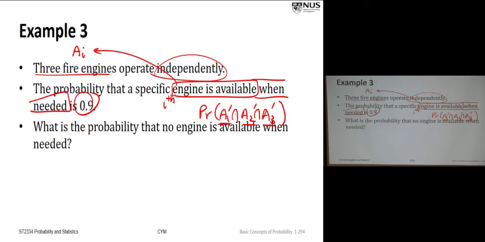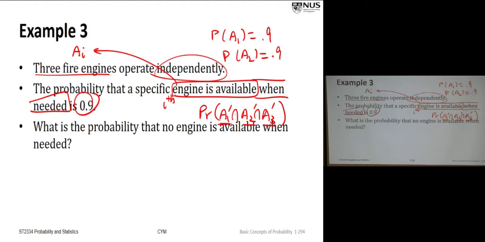Is the probability that the machine is available. So the probability of A1 is 0.9. How about A2? Is it 0.9? Is it 0.9 also? Why is it 0.9?